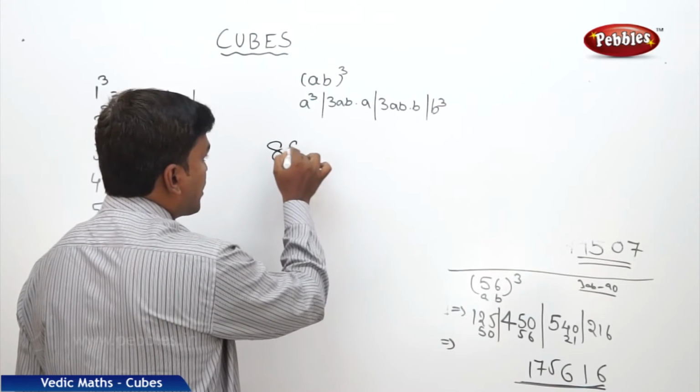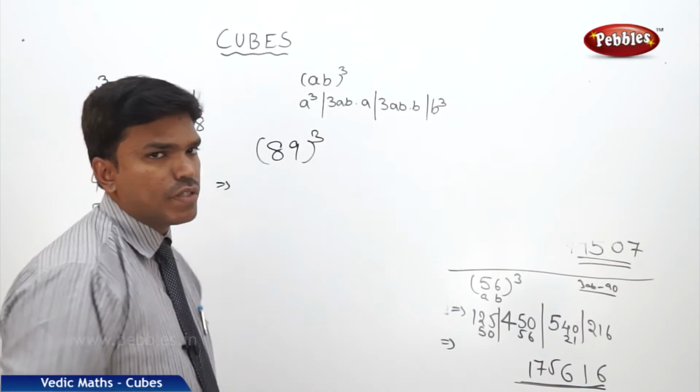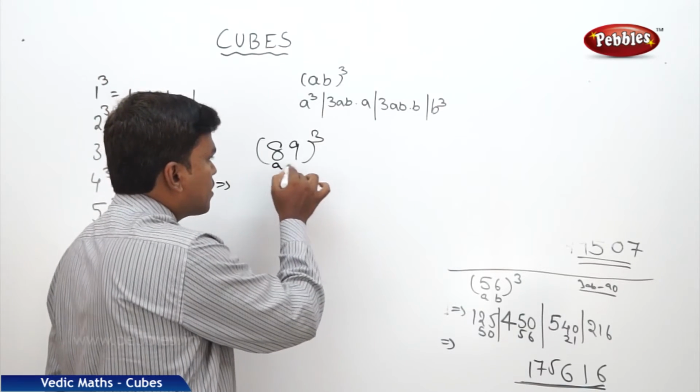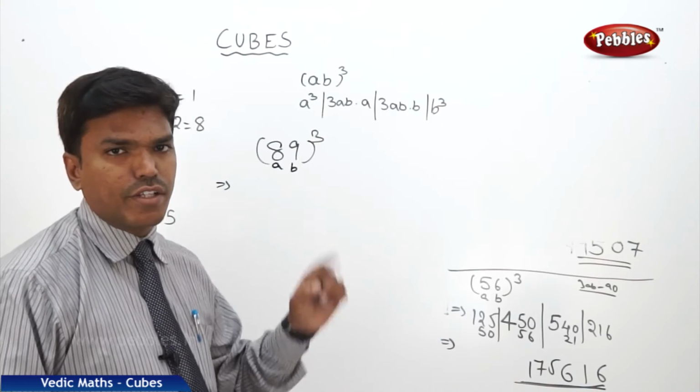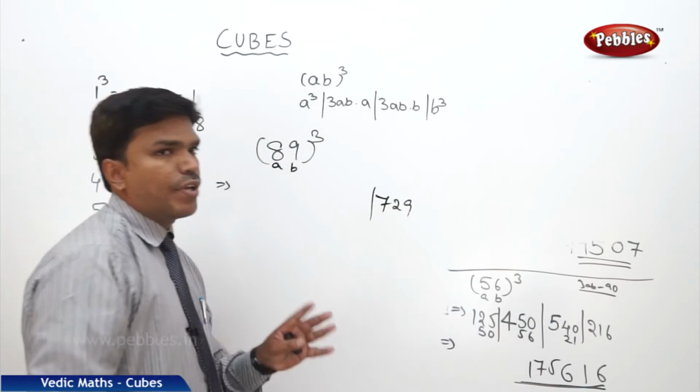I need 89 cube this time. 89 cube. So start from the right side. What is the first step? Since this is A and this is B, the first step is B cube, that is 9 cube. 9 cube is how much? 729. Next, 3AB comes twice.